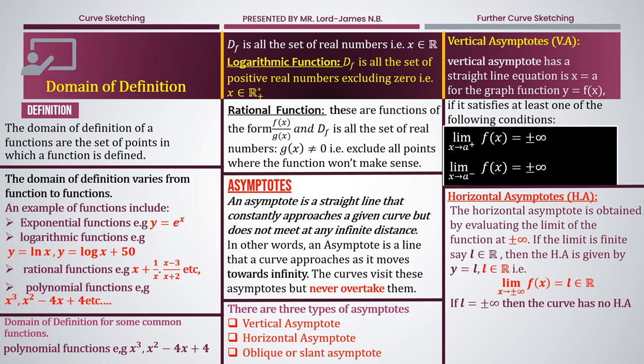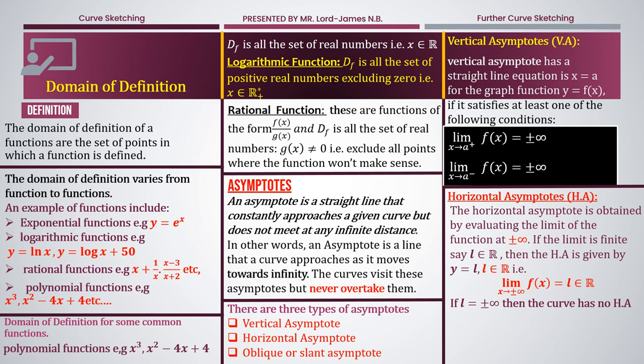Okay, the next is the horizontal asymptote, which we can also abbreviate as HA. The horizontal asymptote is obtained by evaluating the limit of a function at plus or minus infinity. If the limit is finite, say L, which belongs to the set of real numbers, then the horizontal asymptote is simply given by y equals L. That is, if you evaluate the limit at infinity and it gives you L, a real number, then that L gives the horizontal asymptote. But if it gives you plus or minus infinity, then that curve has no horizontal asymptote.